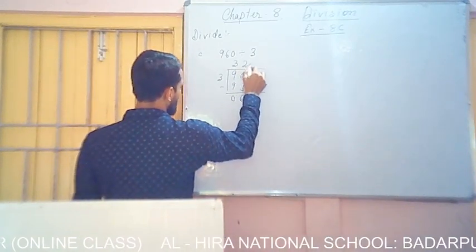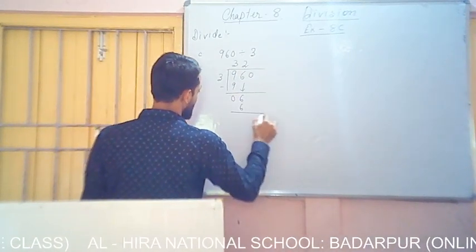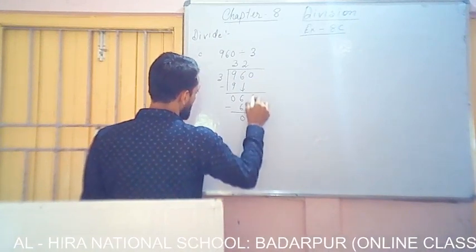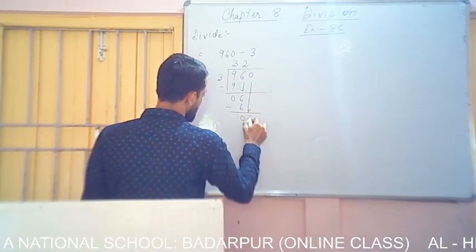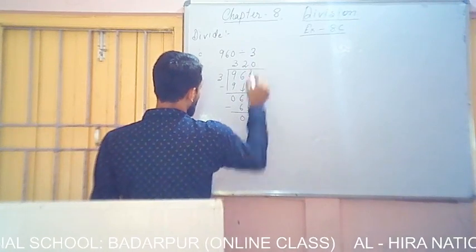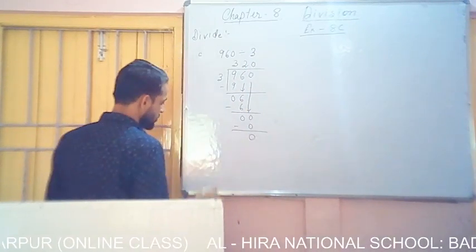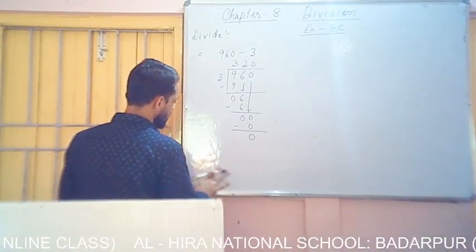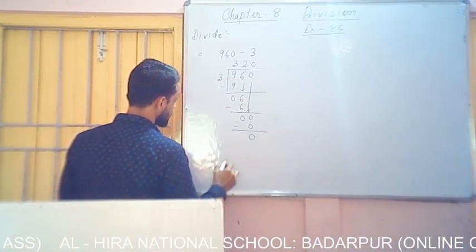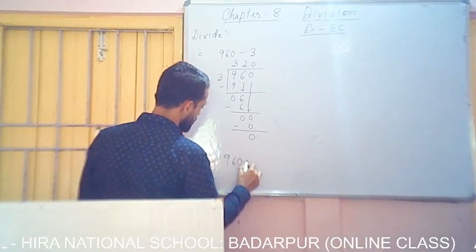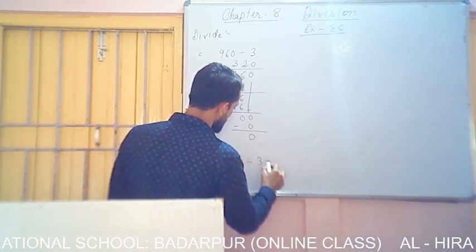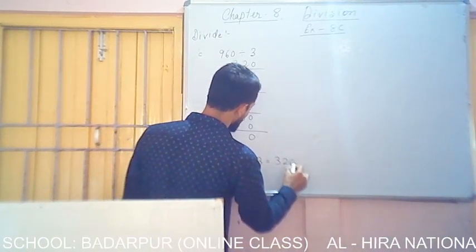So 3 twos are what? 6. 6 minus 6 equals to what? 0. Bring down 0 ones. So 3 multiplied by 0 equals to what? 0. So 0 minus 0 equals to what? 0. So therefore we can write 960 divided by 3 equal to 320.